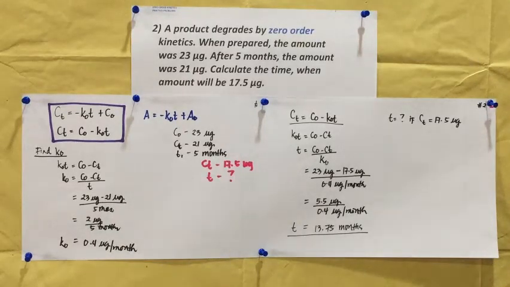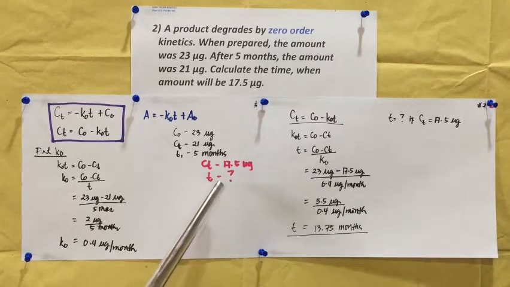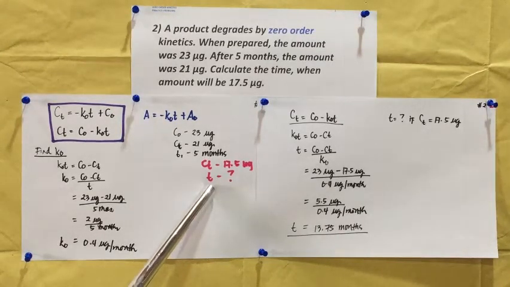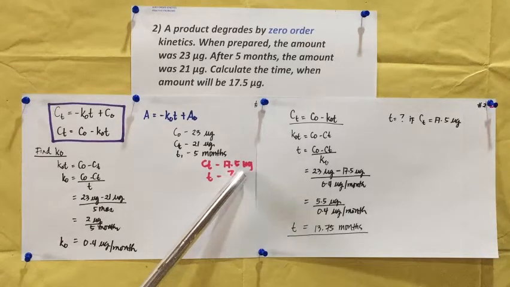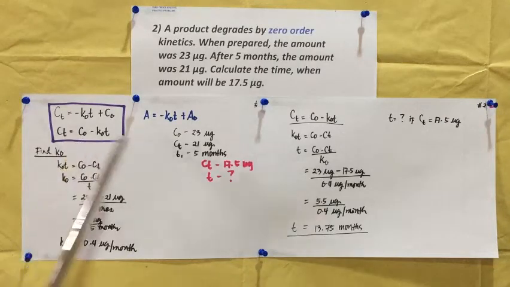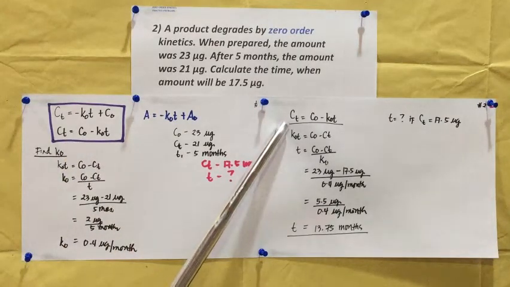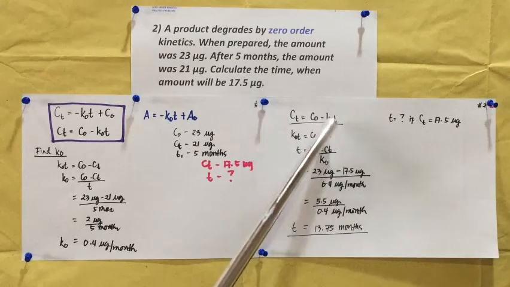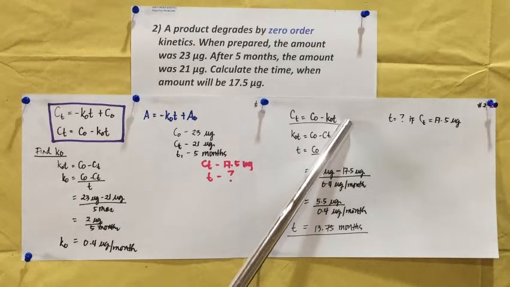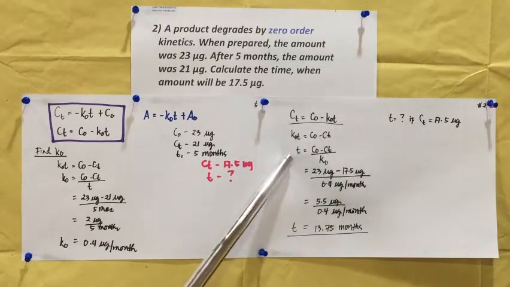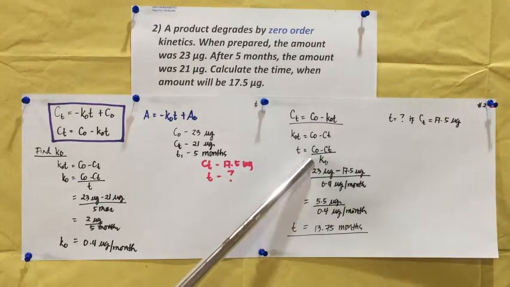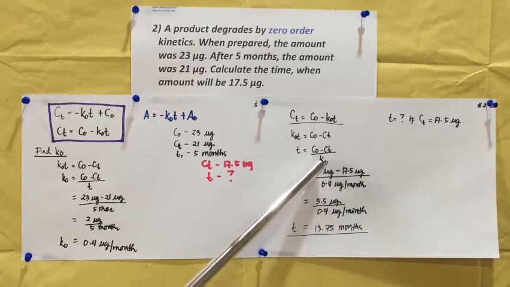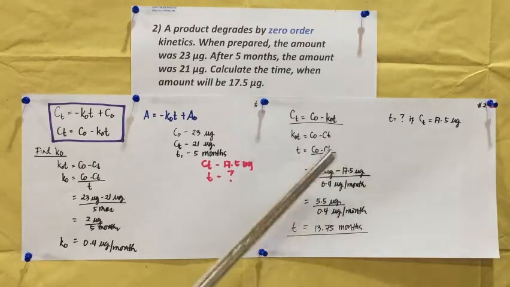So with this given, we already have our KO. Now, let us proceed to what is asked in the problem. Let us try to know the time when the product or the preparation becomes 17.5 micrograms. Using the same formula, which is CT is equivalent to CO minus KOT, we will derive the formula for T. So, time, or T, is equivalent to CO minus CT divided by KO. So, let us substitute.